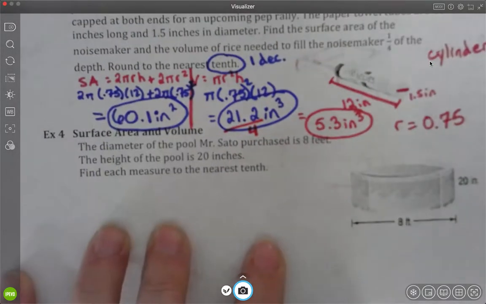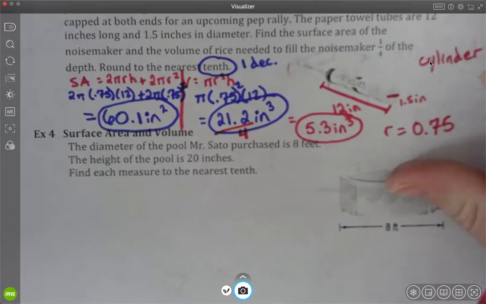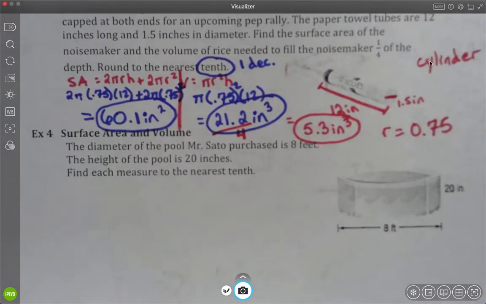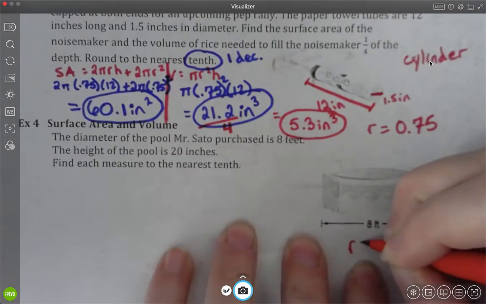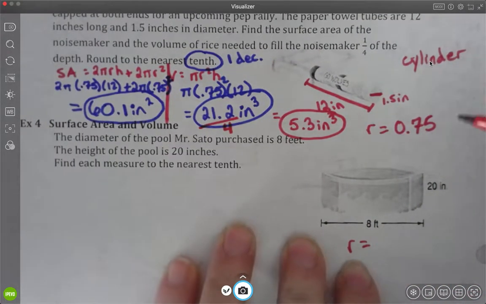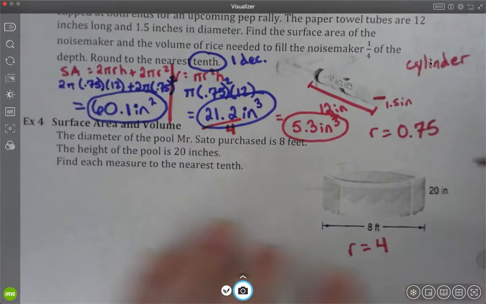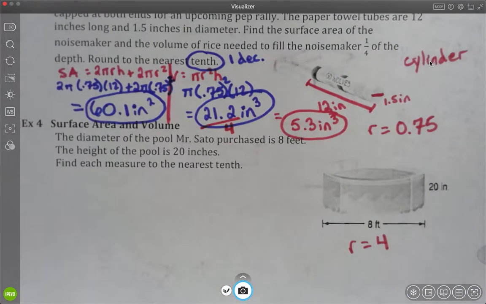The diameter of the pool Mr. Santo purchased is 8 feet. Okay? 8 feet in diameter. But we don't deal with diameter. We only deal with radius. What's the radius? 4. Okay? The height of the pool is 20 inches. Problem. Uh-oh. One's in inches, one's in feet.